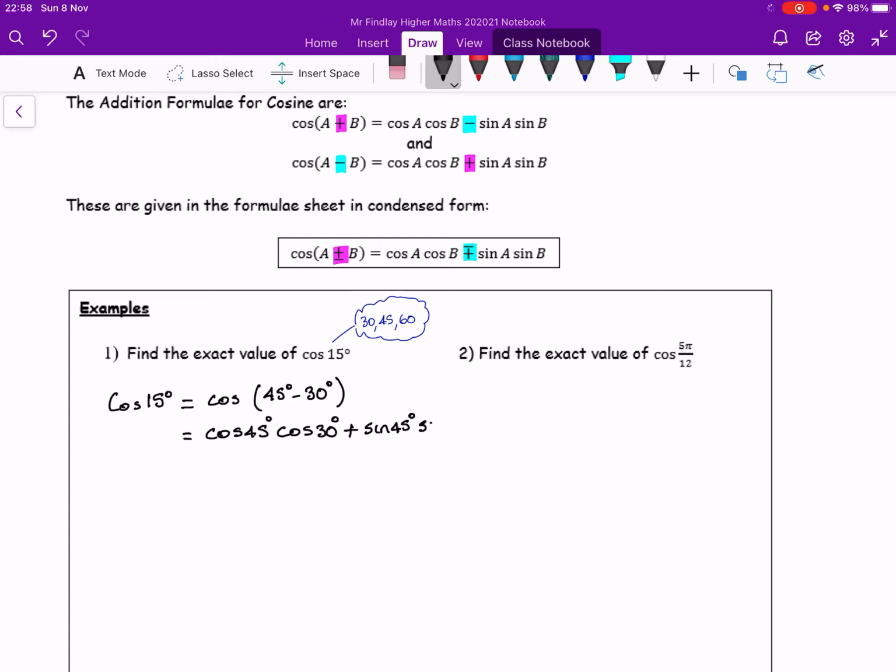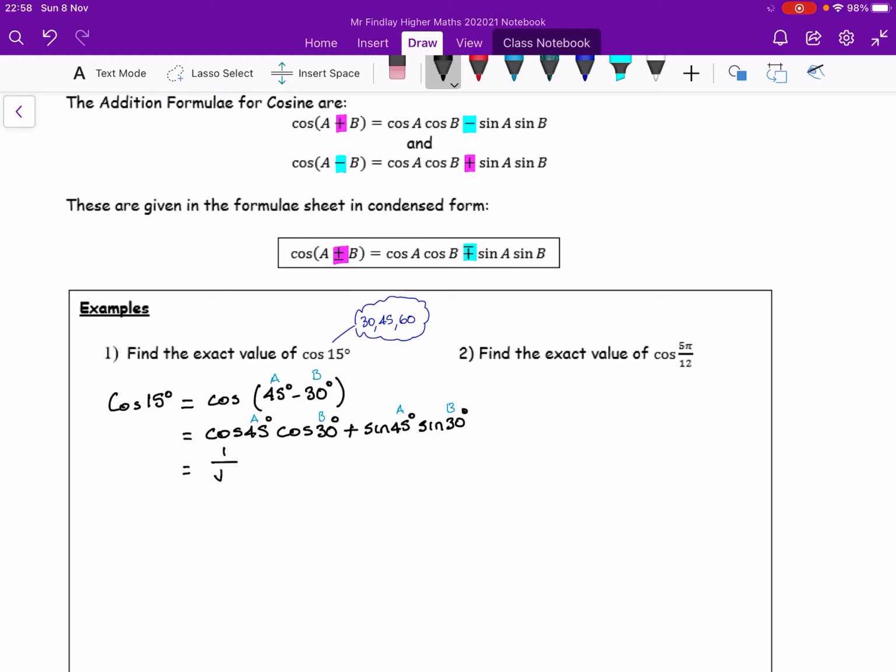Sine 45, sine 30 degrees. Okay, that's from expansion A and B. So we have a wee bit of consistency. There is our AB. There is our AB. Okay, then again, let's use our exact values actually for this.